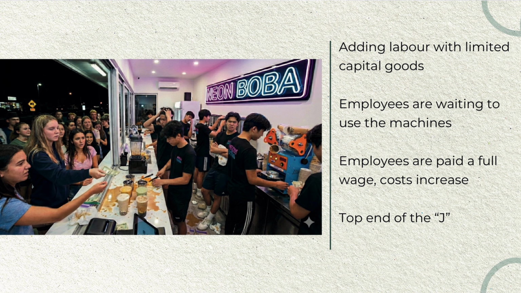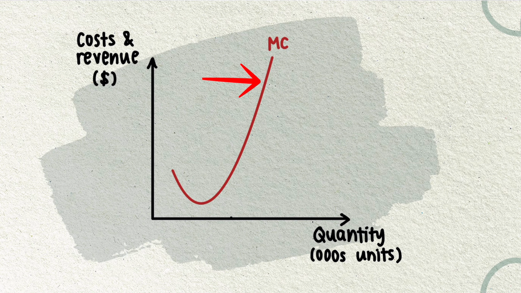And lastly, in this example, this is where we are adding labor with limited capital goods. You can see that in my example, employees are waiting to use the machines. There are more mistakes being made, spilled drinks, litter on the floor, and things look like they are spinning into chaos. There's an obvious wastage of materials, which increases operation costs. And despite all of these inefficiencies, employees are paid in full. And this means that costs will increase. And this is represented at the top end of the J, which is here. And at this point, this is where the cost of producing an additional unit of output is increasing due to the diminishing marginal returns.